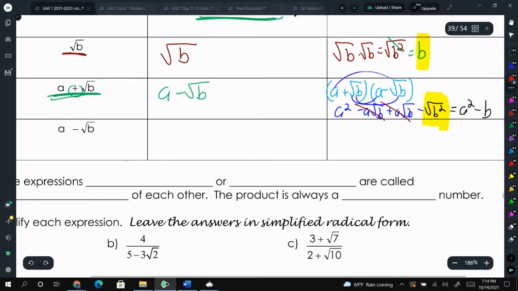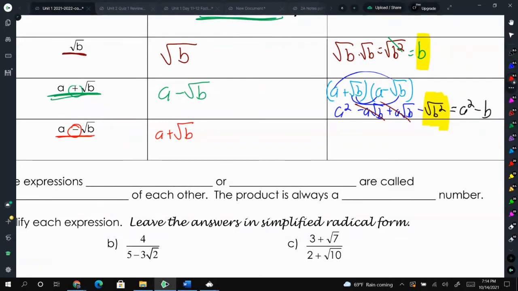The last situation we could have is if we started with a minus a square root. Then we multiply by the conjugate, which in that case would be a plus the square root of b. The conjugate is always the same terms, but you're changing that sign in the middle. And again, the reason you do that is because you do not want to get a b term when you multiply. And it would work the same way.